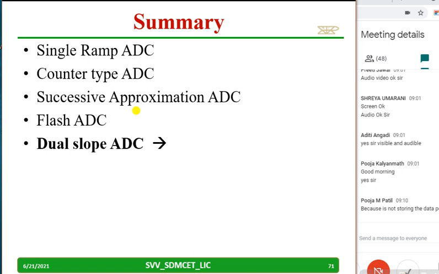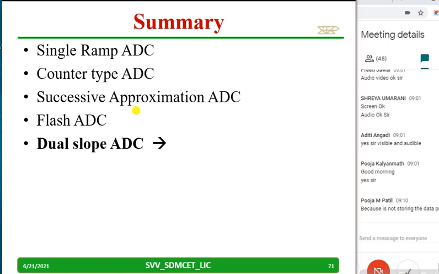So far we have discussed single ramp, counter type, successive approximation, and flash. Now the last one remaining is the dual slope ADC. I used to take a lot of time on it when books were very few. So at that time I prepared a video and uploaded it. More than 20,000 students have seen this dual slope ADC.